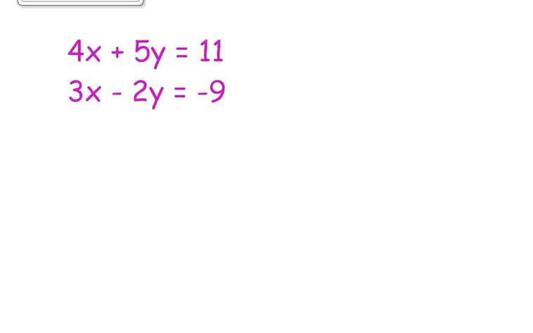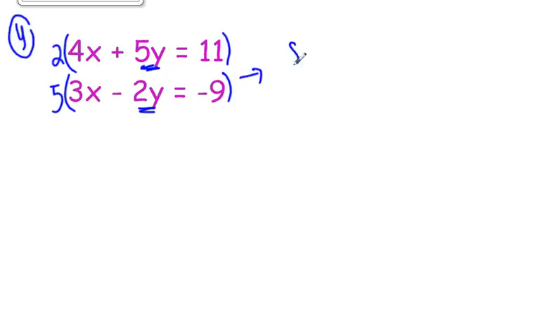The first way that I just showed you was to eliminate the x variable. This time I'm going to show you how to eliminate the y variable. We're still going to come up with the same answer. So this time I'm trying to eliminate y. I need the y variables to have the same coefficient. So I'm going to multiply the top equation by 2 and the bottom equation by 5 in order to get the same coefficient. Remember, whatever you decide to multiply by, make sure that you distribute completely.